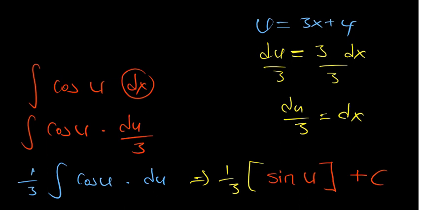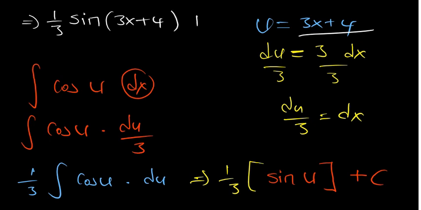So write the final answer on top. So it's going to be 1/3. Now sine what? Our u we put back, our u we equated it to be 3x plus 4. And then of course plus c. So that's our integral.